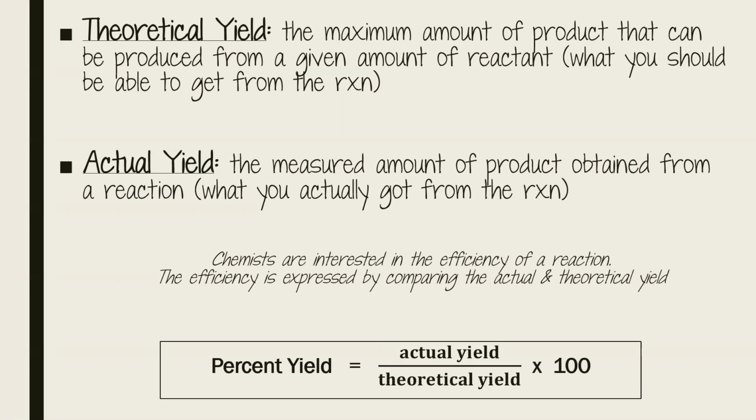So the comparison is called percent yield. You can either do a percent sign and Y, or just PY to abbreviate. I usually do PY, actual yield AY, theoretical yield TY, but whatever you want. It's actual over theoretical times 100. So you're going to get a percentage.